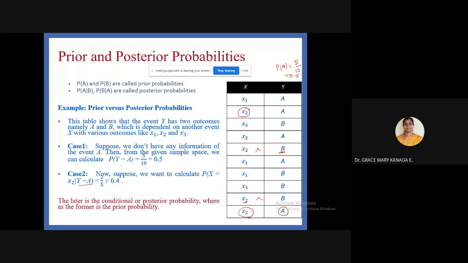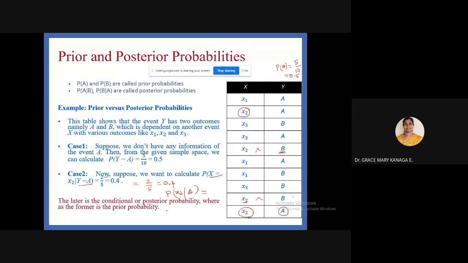So what is that? How many occurrences of X2? Only 2, right? And how many occurrences of A here? That is 5, right? So what is the probability? It is 2 by 5, which is equal to 0.4, right? So how to denote that? P of X2 given A. Here they have mentioned X is equal to X2 and Y is equal to A. What it means? Probability of X2 given A.